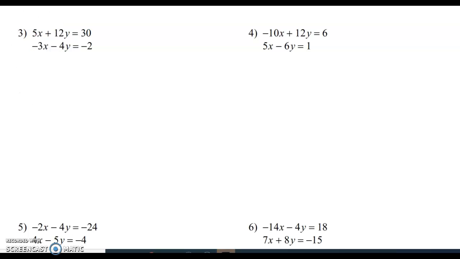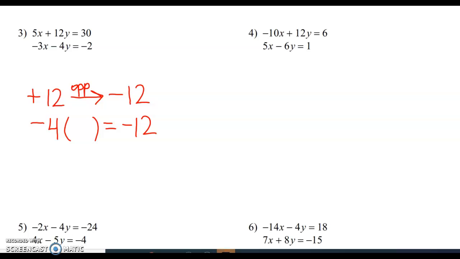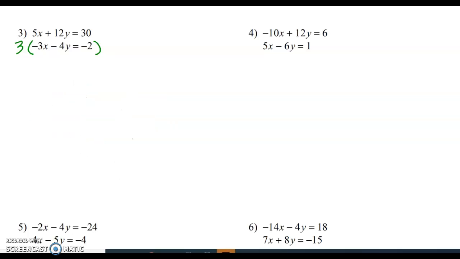So then the next one, I can see I have positive 12. So this is what I'm thinking in my brain. The opposite of positive 12 is negative 12. Well, I've got negative 4. So can I multiply negative 4 by something pretty to make it negative 12? I can, right? I can multiply by 3. So what I want to do is multiply the second equation, the whole entire thing, by 3. That will create opposites. So the first equation stays 5x plus 12y equals 30.